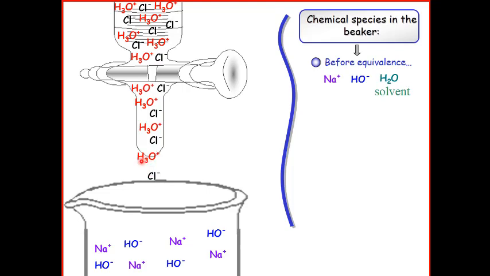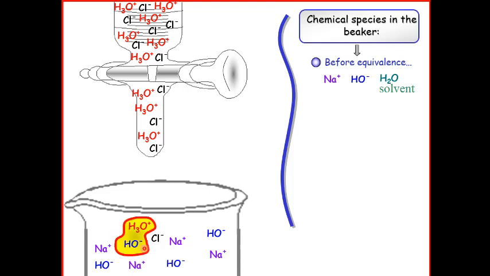I would repeat it again. Can you see this H3O+ and Cl-? Now they are in the beaker. Now, definitely it's very rapid what happens in the beaker, but imagine slowly what is happening. This H3O+ and Cl- are now in the beaker. What will happen? Look, this H3O+ will react with OH-. How do they react together?